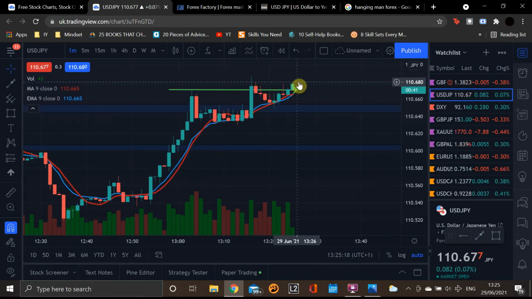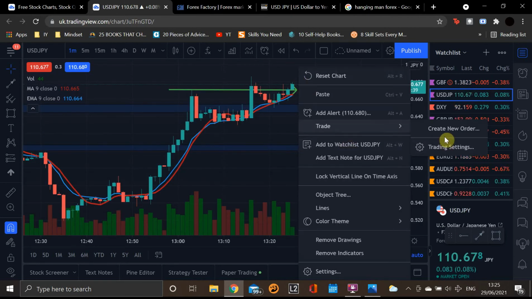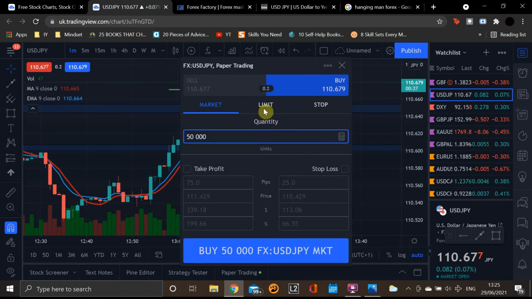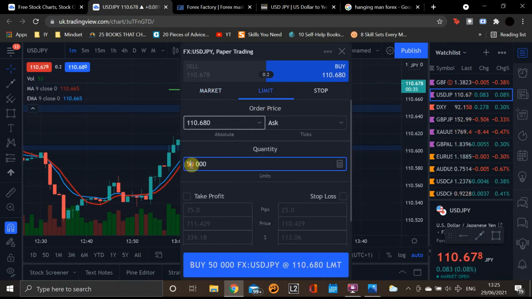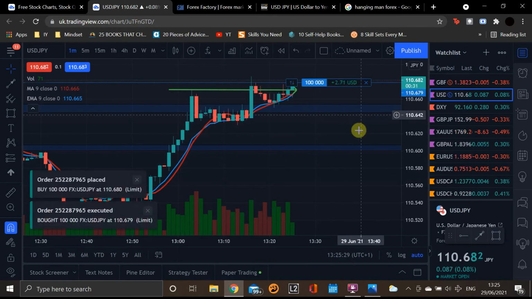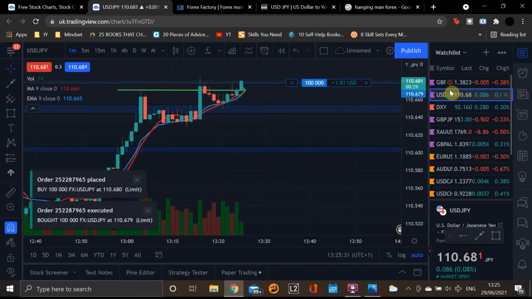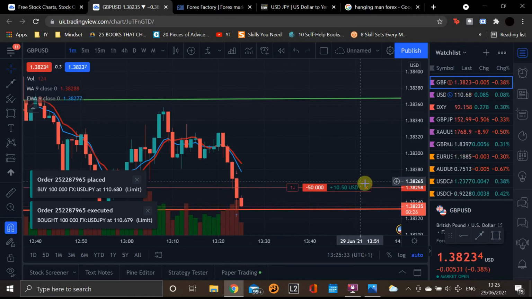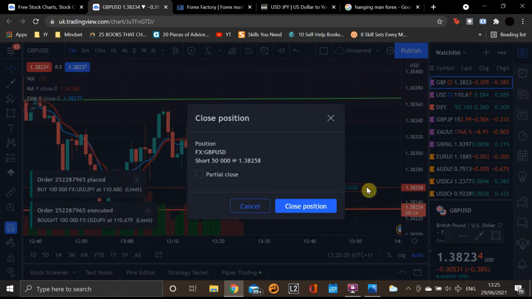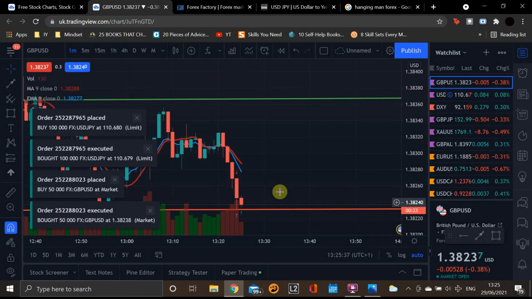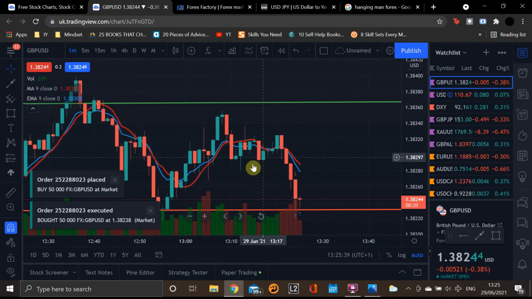USD, okay, yeah, see it's breaking out. So on the buy side, definitely. Most definitely, why not? So yeah, I'll take my profits there. Don't want to wait too long. Take my profits there.